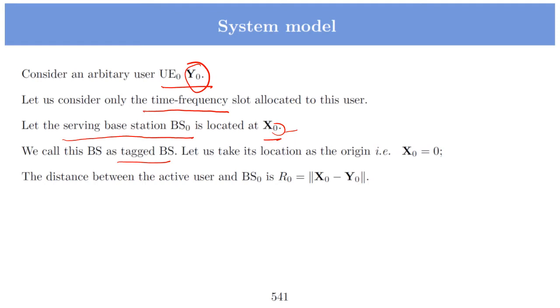Now what will happen? We can take this base station location as 0, and because it's a stationary process, the location does not exactly matter. The distance between the active user and the base station is then the distance x0 minus y0, which is r0.